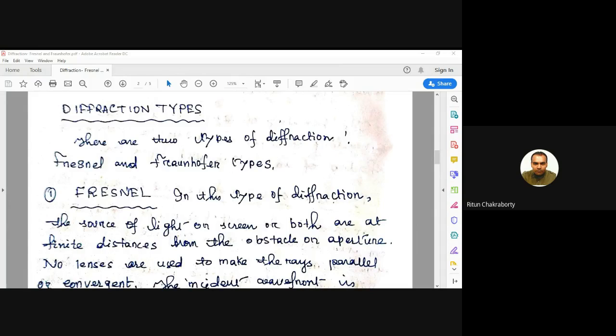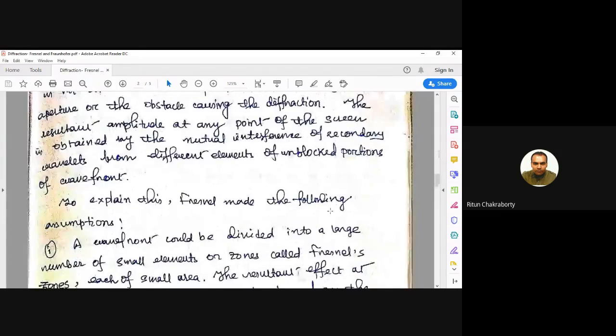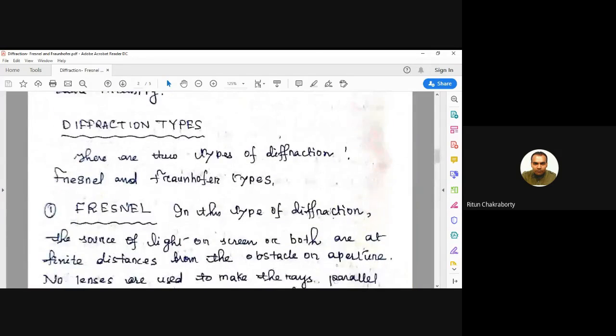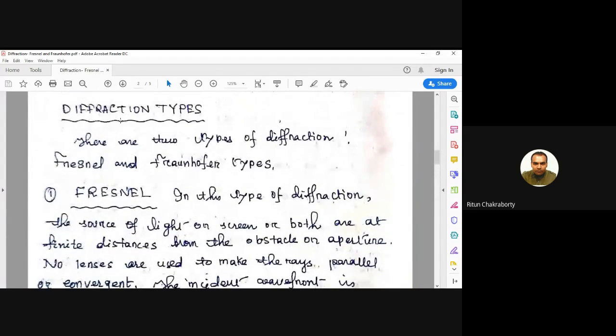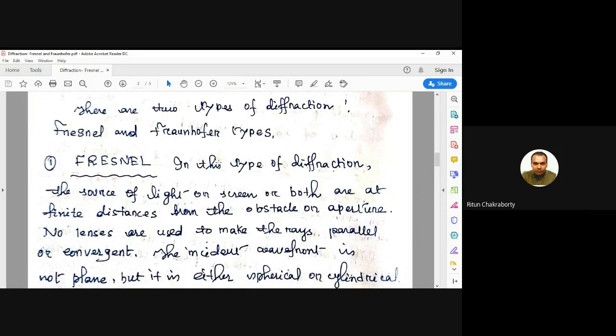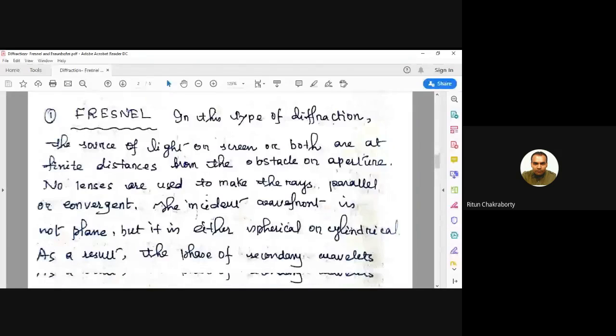Then maybe we can move back to the same notes. So there are broadly two types of diffraction. Let us learn about diffraction types. They are known as Fresnel, which is a French word, pronounced as Fresnel, and Fraunhofer type. So Fresnel and Fraunhofer type. Let's learn about these two different types of diffraction pattern.